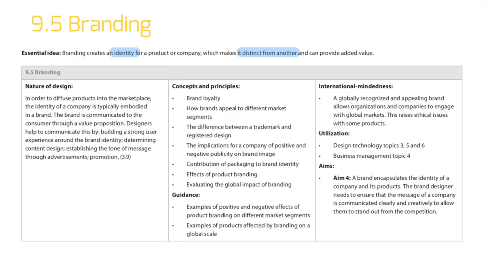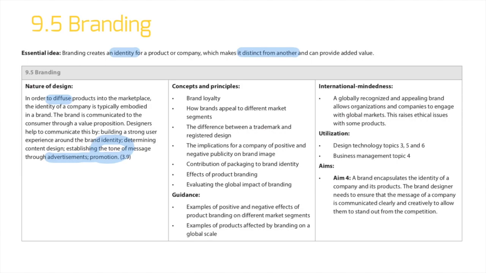So now let's look at the nature of design. Branding really helps diffuse products into the marketplace and makes consumers more familiar with that particular company. And so it really does enhance consumer loyalty and trust to a certain brand. Certain examples to enhance that brand identity are advertisements and other promotions that we have covered in topic 9.4. And this helps establish the tone of message. So it's important to remember to be consistent with your identity and tone.